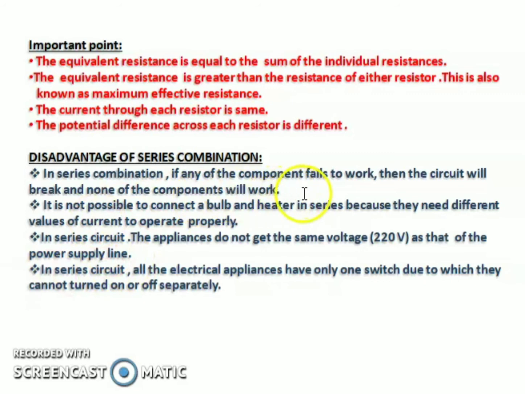That is, if any one of the components fails to work, then the circuit will break and none of the components will work. It is not possible to connect a bulb and heater in series because they need different values of current to operate properly. In a series circuit, the appliances do not get the same voltage as that of the power supply line. In the series circuit, all the electrical appliances have only one switch, due to which they cannot turn on or off separately.